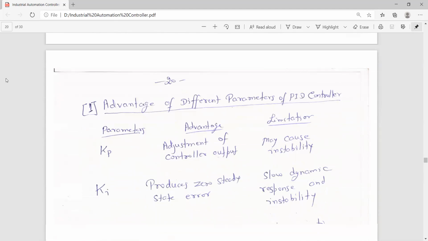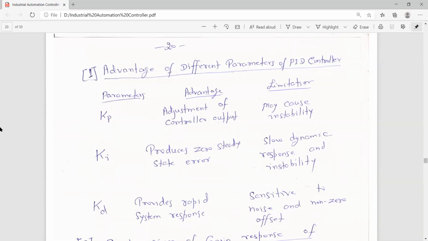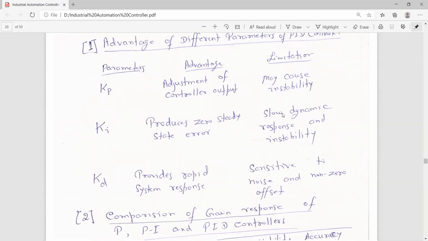Now, in tabular form, let us consider the advantages of the different parameters of the PID controller. KP: advantage is adjustment of the controller output; limitation is that we cannot increase it to too high a value because this may cause instability. Up to a certain level it can be advantageous, beyond that we cannot. KI produces zero steady state error because integral action is there. Steady state error can be minimized, but with slow dynamic response and instability.